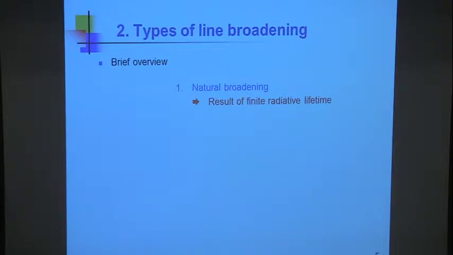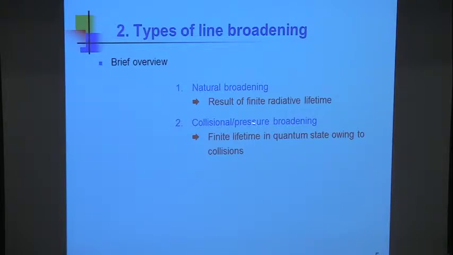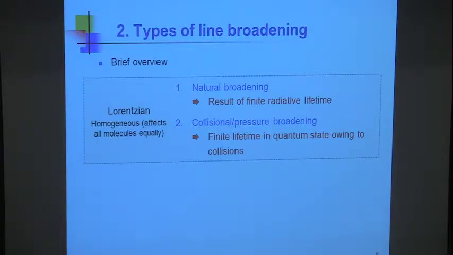Now, there are different types of broadening. The first one is called natural broadening, and it's the result of the finite lifetime of a molecule in a given state. Another type is called collisional broadening or pressure broadening, resulting from the finite lifetime in a quantum state between collisions. Those two types of broadening, which are based upon lifetimes, are Lorentzian in form, and they come to us from what's called the uncertainty principle. These are called homogeneous forms of broadening because it treats all the molecules the same. It's independent of velocity or other parameters.